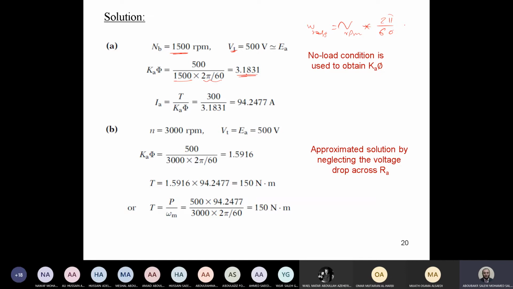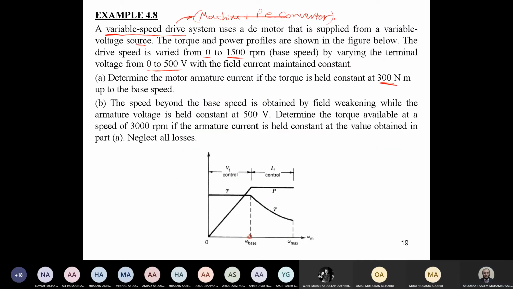Fine. Now, we know the value of torque. We need to keep the torque constant at 300 Newton meter. And we got the value of K phi, so simply we can now calculate the value of current. So the current, which can be drawn in order to keep the machine at constant load torque, equals T over K phi, which is now 94 ampere. So this was the first part, the motor armature current at 300 Newton meter torque.